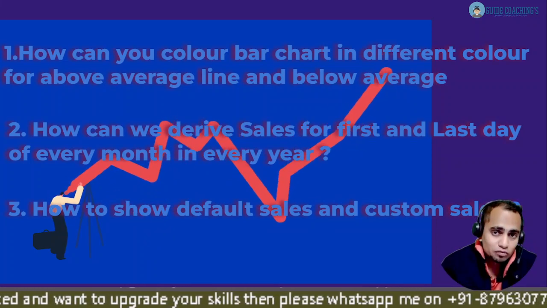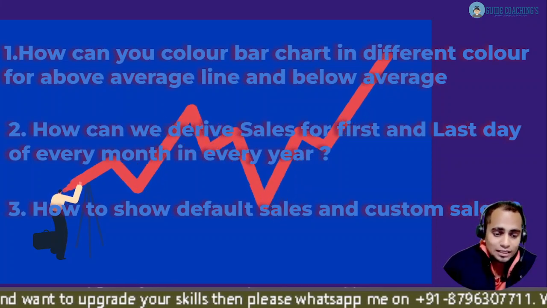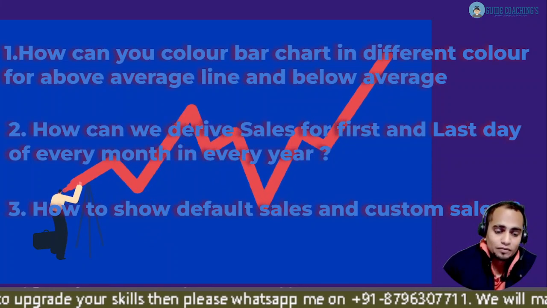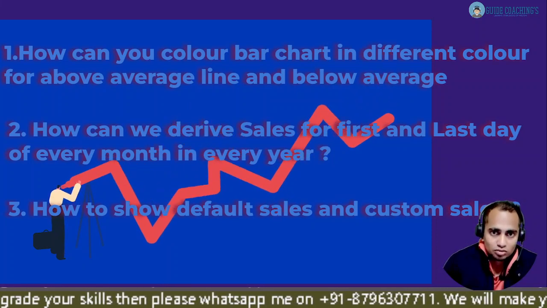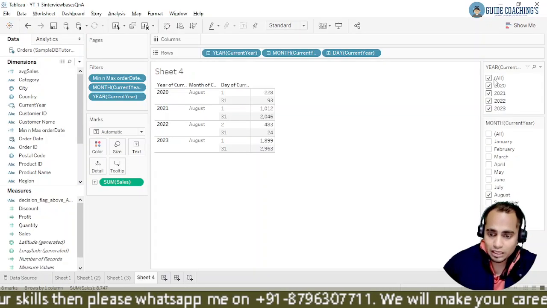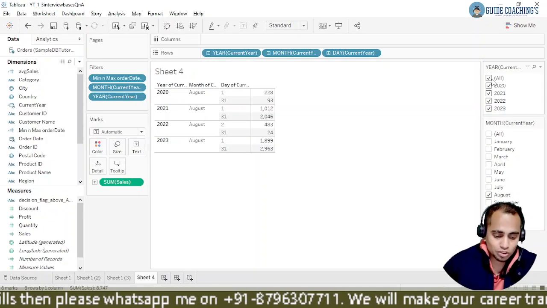Today in this video we will be talking about the second question, that is how can we derive sales for the first and last day of every month in every year. So we will be solving that. Okay, so we will quickly jump on to the practical window and we'll see what exactly the question is.